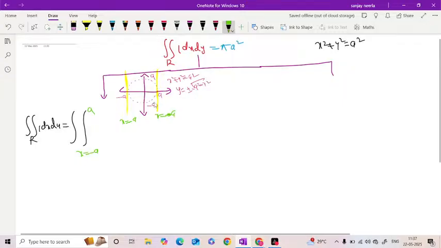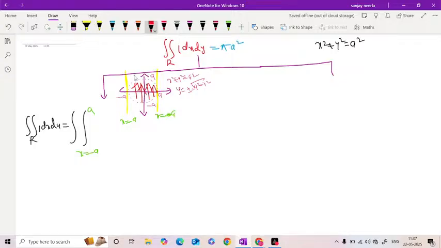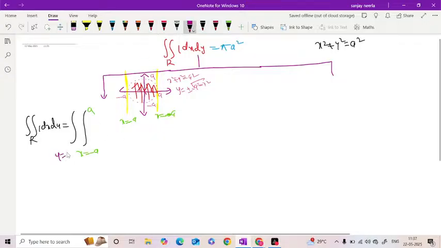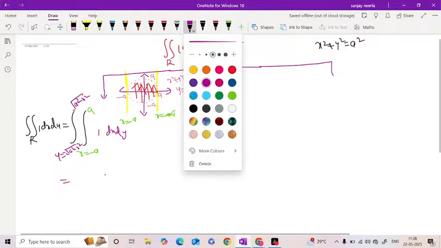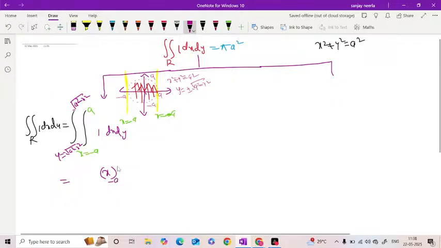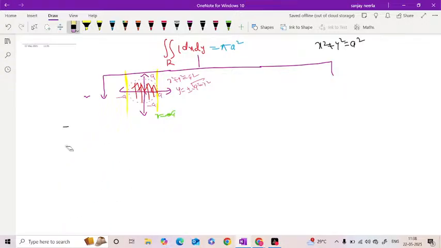And what are the y limits? The y limits are the rest, meaning vertical. So the y limits are y is equal to minus under root of a square minus x square to under root of a square minus x square, 1 dx into dy. Now after evaluating the first integration, we will get, sorry, just a reverse. Sorry.